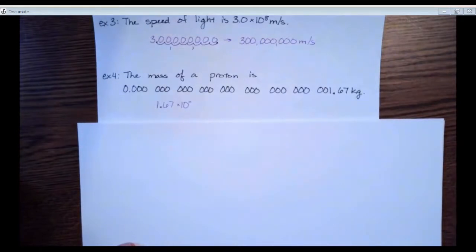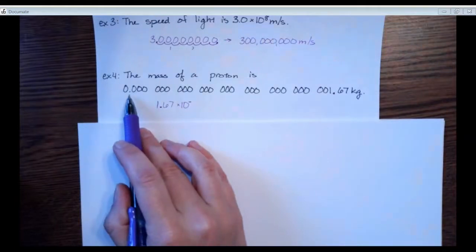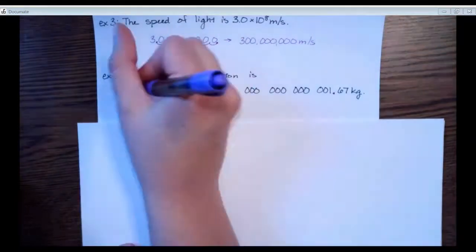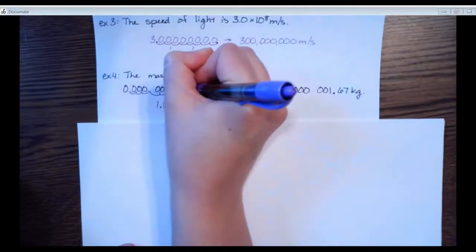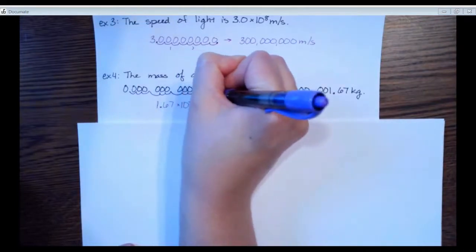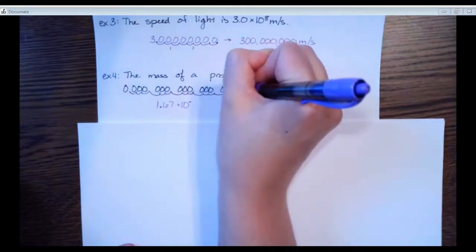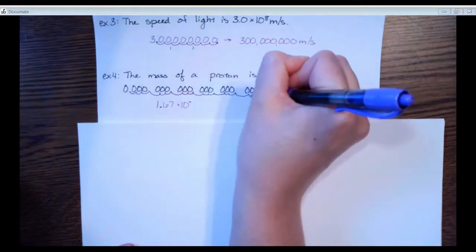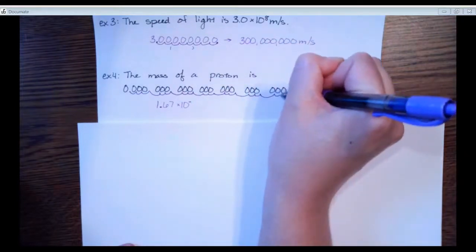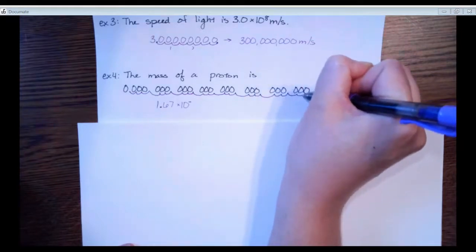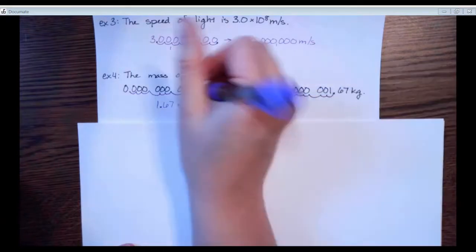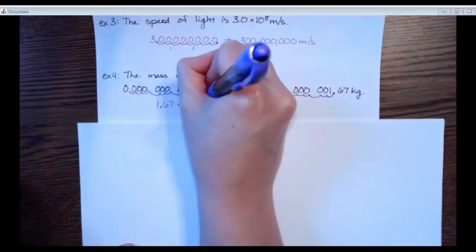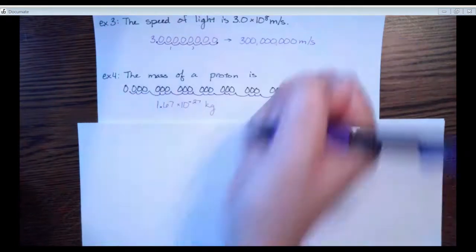Okay. Now, if I go ahead and count, well, let me rephrase, not my zeros, but the number of times I move my decimal point. So we have 1, 2, 3, 4, 5, 6, 7, 8, 9, 10, 11, 12, 13, 14, 15, 16, 17, 18, 19, 20, 21, 22, 23, 24, 25, 26, 27. So negative 27, and then again, don't forget your unit for kilograms.